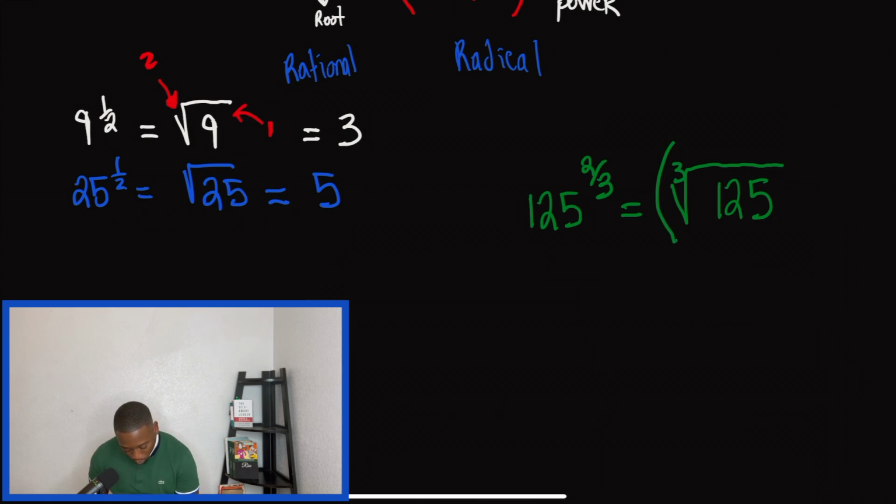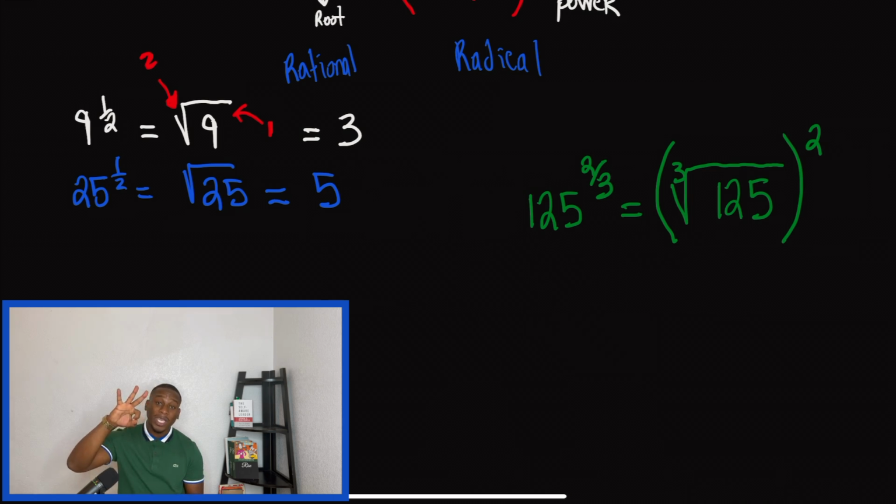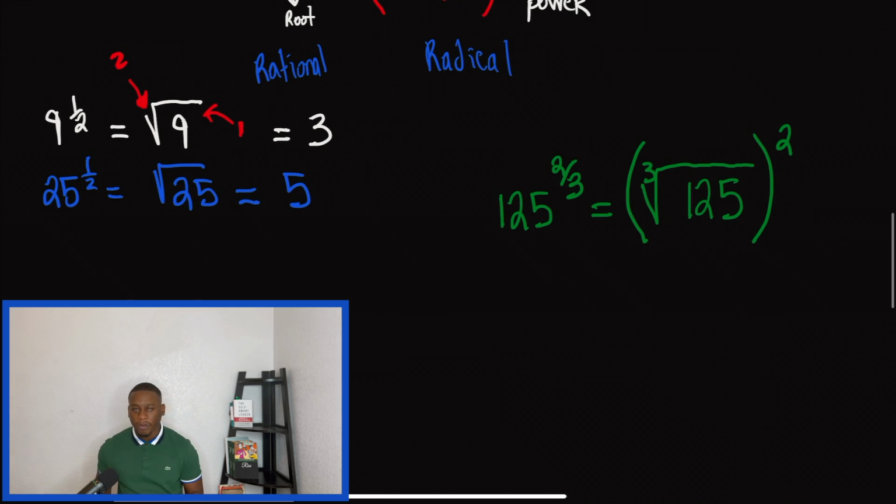What I'm going to do in this problem, and there's two ways to do it, is I like to figure out the root, then take it to the power. This is what I mean. It's asking us for the cube root of 125. So what number, when you multiply it by itself 3 times, will give us 125? That answer is going to be 5, because 5 times 5 is 25, and then we multiply by 5 again, we get 125.